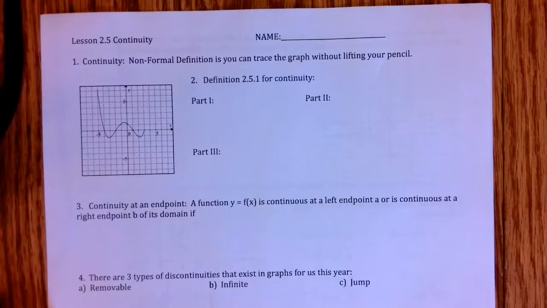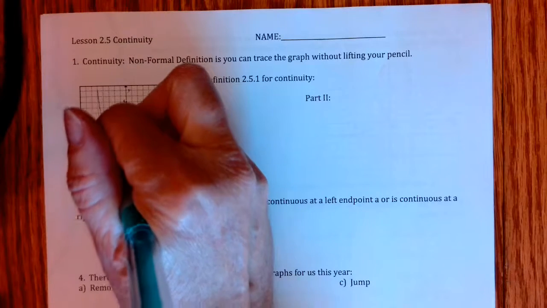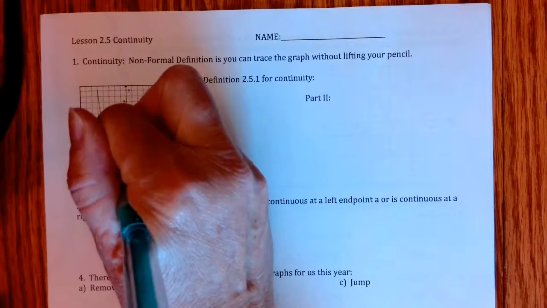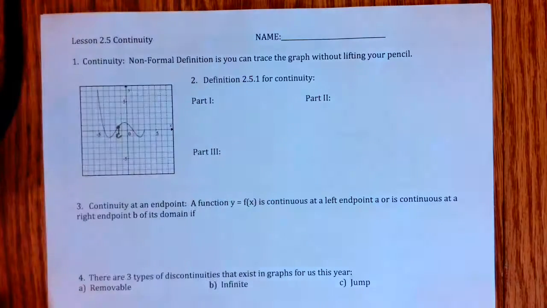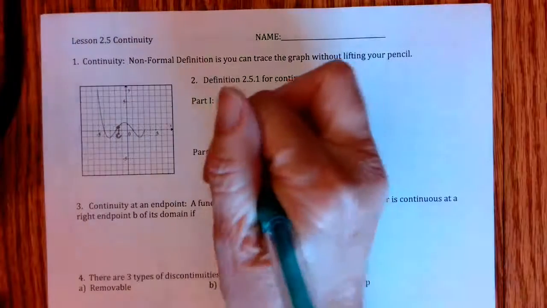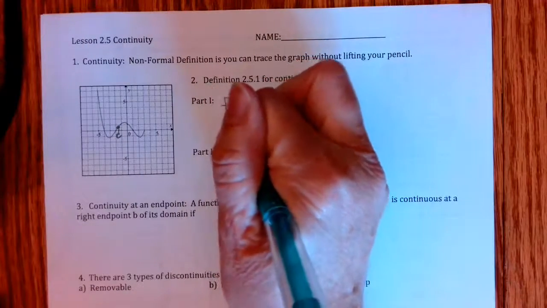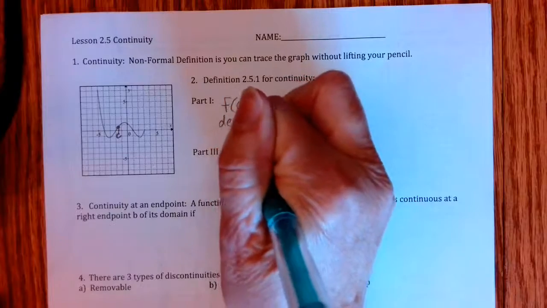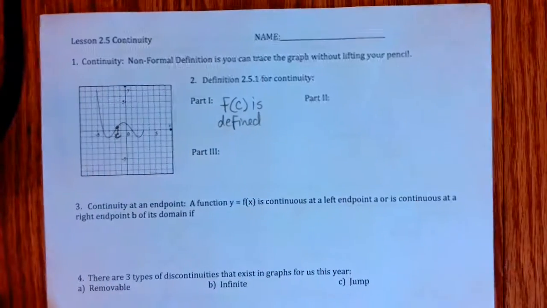From a calculus perspective, in order for a graph to have continuity, there are three things that need to happen. I'm going to pick a point here, and I'm going to call it c. The first thing that has to happen is that f of c is defined. I definitely have a point on the graph.